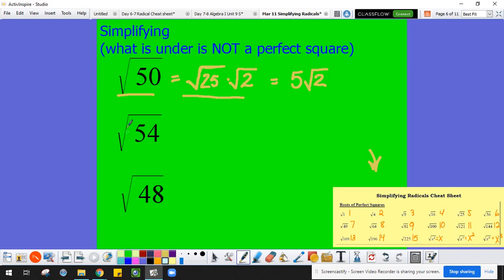The next one that I have is the square root of 54. The square root of 54 is somewhere between 49 and 64. 7 times 7 is 49. 8 times 8 is 64. So if I put the square root of 54 in a calculator, I would not get a whole number. So let's look at that real quick.